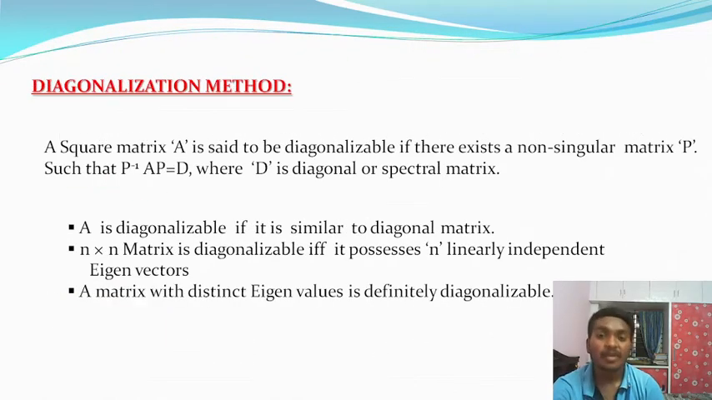Here we come to the diagonalization method. A square matrix A is said to be diagonalizable if there exists a non-singular matrix P such that P inverse A P equal to D, where D is known as the diagonal or spectral matrix, and P is known as the model matrix.